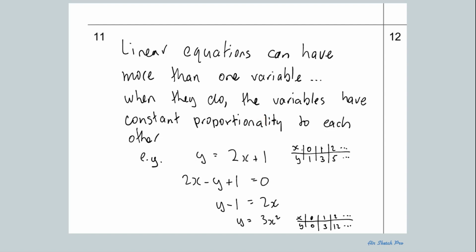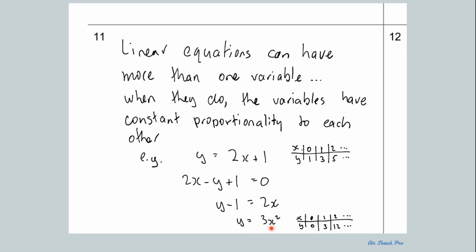And I've got some examples here to try and show you what I mean. This is a classic linear function, y equals 2x plus 1. And if I did a little table of values of x and y, when I substitute the values 0, 1, and 2 in, I get values for y of 1, 3, and 5. Can you see that as x increases by 1, y is increasing by 2 constantly. It's constantly changing with a value of 2. So that's what tells us that it's a linear equation, that constant proportionality to each other.